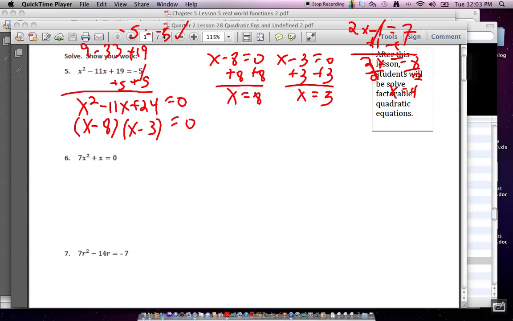All right, number 6. What do you notice about number 6? At first it looks really, really difficult, but it's actually much easier than the previous question. Why? N equals 0. Okay, and it's a quadratic, so I don't have to get it all on one side. But what about the factoring? What do you notice about the factoring here?